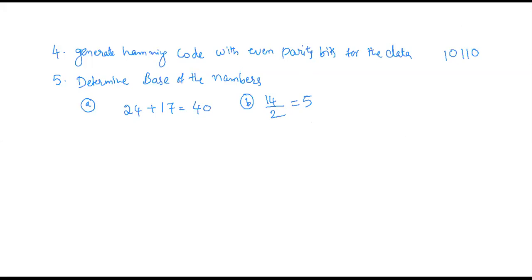Now, we are going with Unit 2. In Unit 2, the first topic is axiomatic Boolean algebra. This is the first topic.